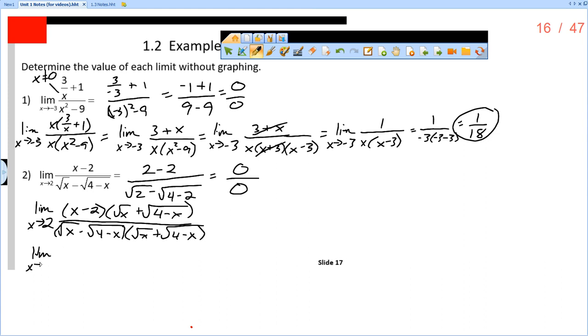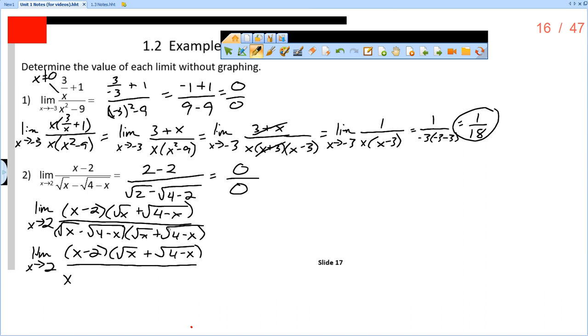So limit as x approaches 2. I do not multiply out the numerator, so root x plus root 4 minus x, but I do multiply out the denominator. So root x times root x is just x. Then I have this minus root 4 minus x times root x and plus root 4 minus x times root x.